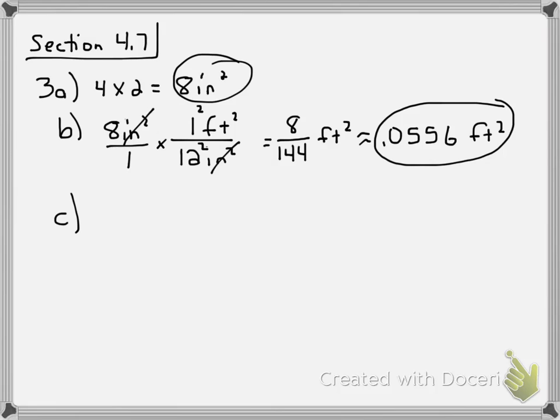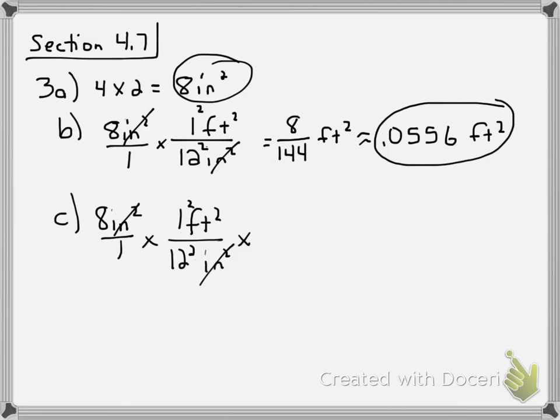Now part C. What is the area of this paper bill in square miles? So probably easiest if we go back and copy what we did in part B. 8 square inches over 1 times 1 square foot over 12 inches. Oops, that should be inches on the bottom. So we can cross off the square inches.